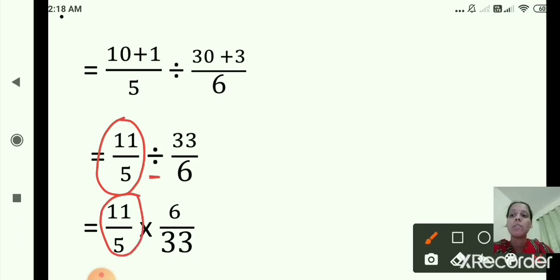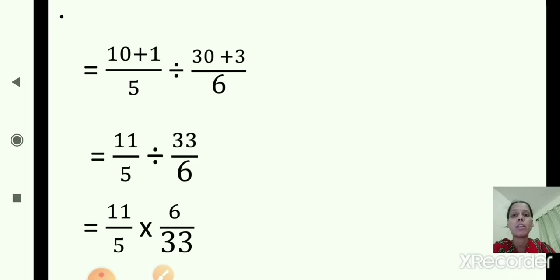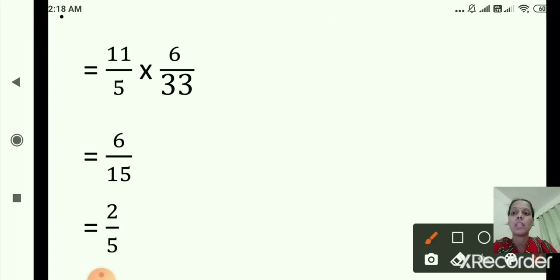In place of division we'll write a multiplication sign, and then you will write the second fraction, that is 33 upon 6. So what is the multiplicative inverse of 33 upon 6? That is 6 upon 33. Okay, so this is the first step: 11 upon 5 multiplied by 6 upon 33. Now you can do the multiplication, numerator multiplied by numerator and denominator multiplied by denominator. So 11 upon 5 multiplied by 6 upon 33.